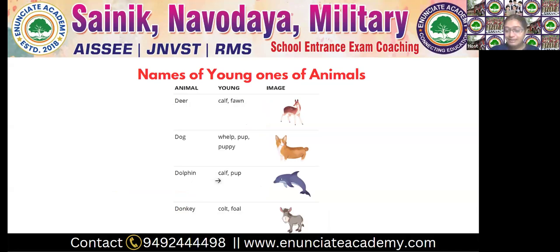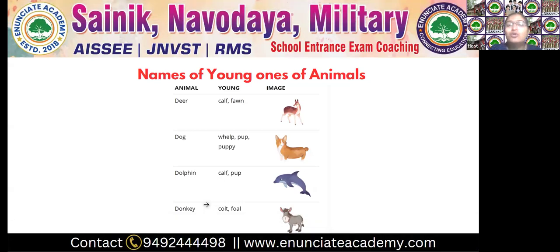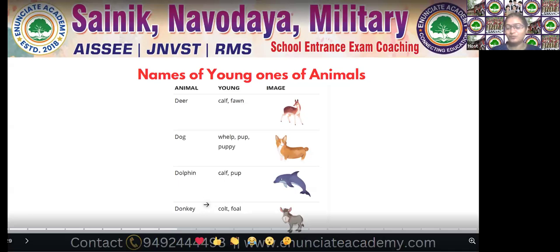And another animal is donkey. What is the young one of donkey? Colt or foal. The young one of donkey is colt or foal. The young one of horse is also called a foal. Okay, children?